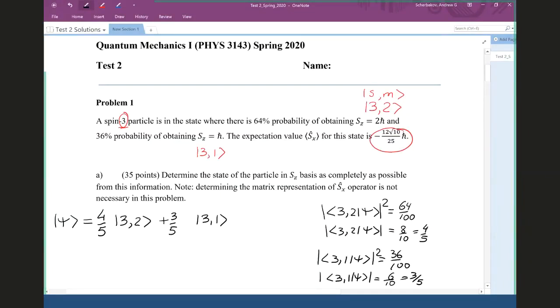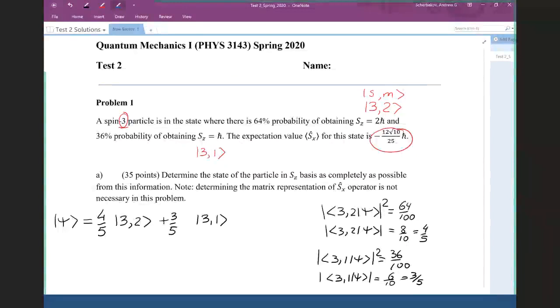Am I done? What do you think? I have the coefficients. Well, something is missing. Okay, and what is missing is the relative phase. I can place a relative phase anywhere you want. You can place it here next to 3,2, or you can place it next to 3,1, it doesn't really matter where you place it. Let's put it next to 3,1, because I have more space there.